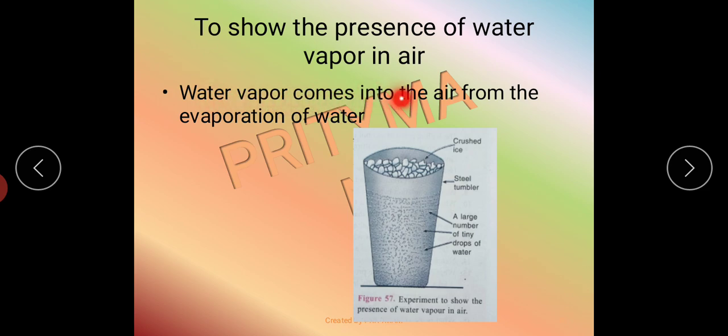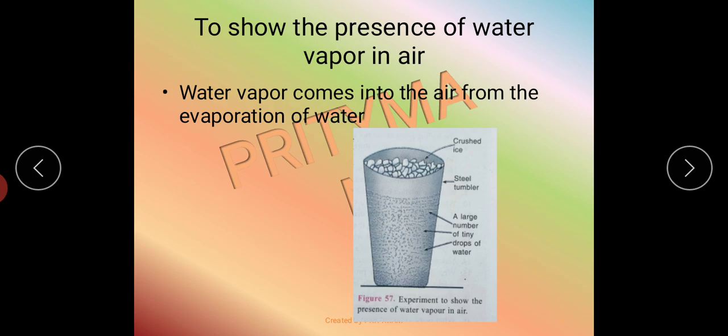Water vapor comes into the air from the evaporation of the water, which is present in the ponds, the lakes, the rivers, and the oceans. Water vapor is also given out by plants by the process of transpiration or evaporation from the leaves. Animals give out water vapor when they breathe out air. Land also gives water vapor on being warmed by the sun.